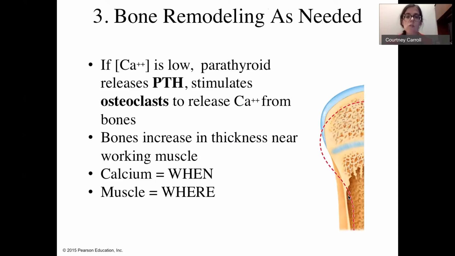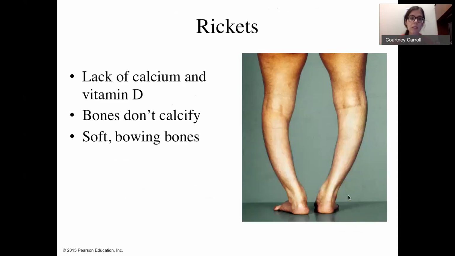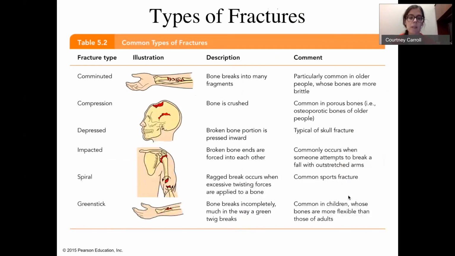Muscle activity puts a strain on the bones, which stimulates our osteoblasts to strengthen them in those areas. So we can think of calcium as determining when we add to our bones, and muscles as telling us where to add that extra bone matrix. If we don't have enough calcium or vitamin D during adulthood, our bones won't calcify, and so we'll get soft, bowing bones. Finally, let's talk about some fractures.